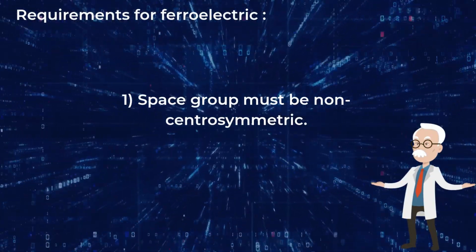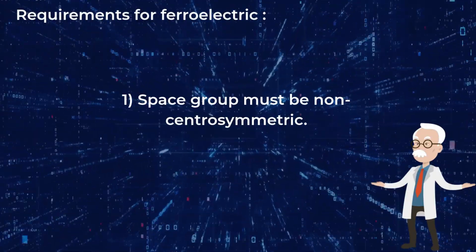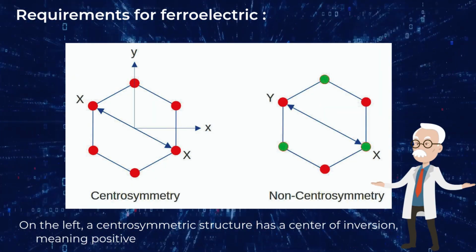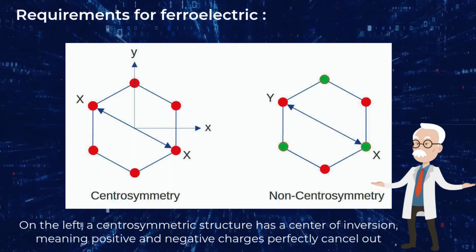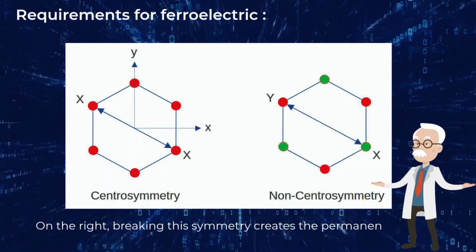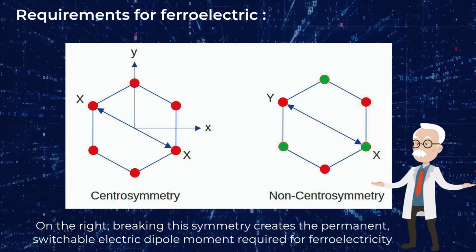First, a ferroelectric material's crystal structure must be non-centrosymmetric. On the left, a centrosymmetric structure has a center of inversion, meaning positive and negative charges perfectly cancel out. On the right, breaking this symmetry creates the permanent, switchable electric dipole moment required for ferroelectricity.